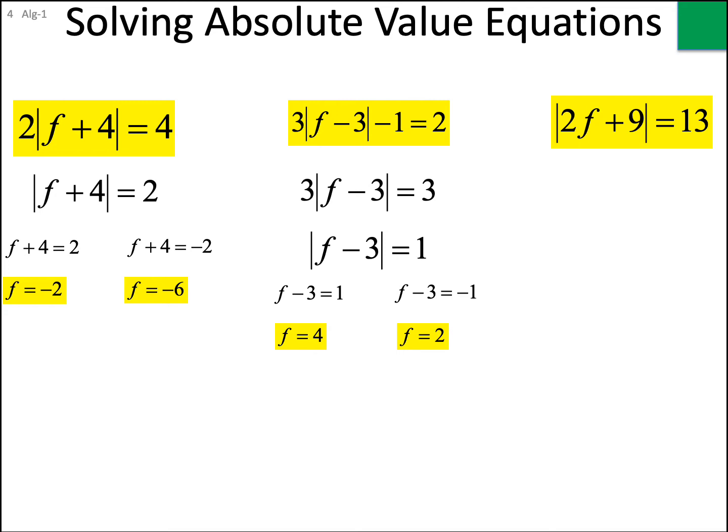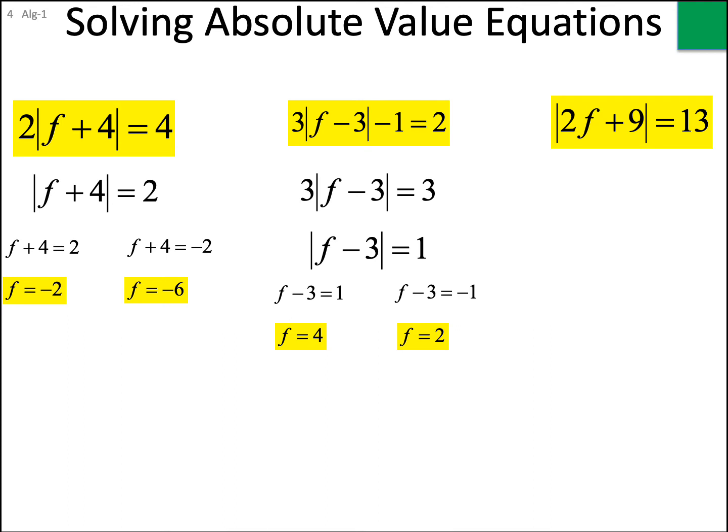So 4 or 2. In the back of the book, if you're checking your answers, they'll generally write it from the smallest to the largest. They'll say the answer is 2 and 4. And on that first one there to the left, they would say -6 and -2. Okay, so they go from least to greatest. But it can be written either way.